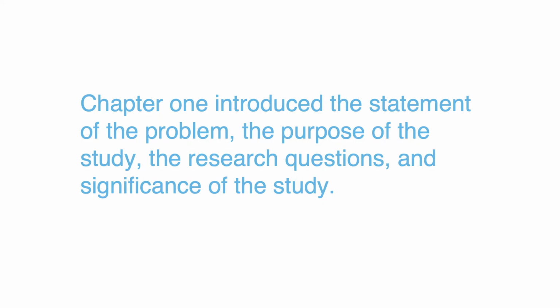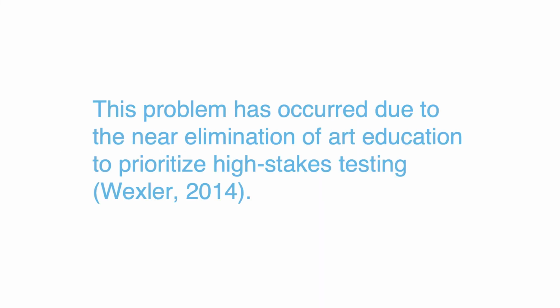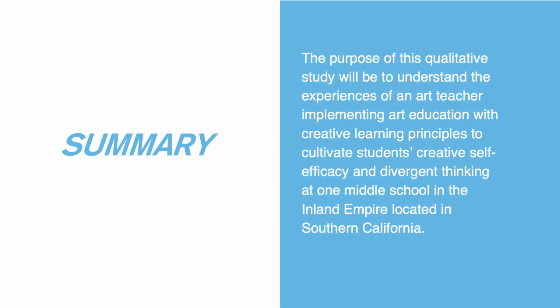Chapter 1 introduced the statement of the problem, the purpose of the study, the research questions, and the significance of the study. The statement of the problem is that students lack opportunities to cultivate self-efficacy and divergent thinking through art education in middle schools. This problem has occurred due to the near elimination of art education to prioritize high-stakes testing. The purpose of this qualitative study will be to understand the experiences of an art teacher implementing art education with creative learning principles to cultivate students' creative self-efficacy and divergent thinking at one middle school in the Inland Empire located in Southern California.